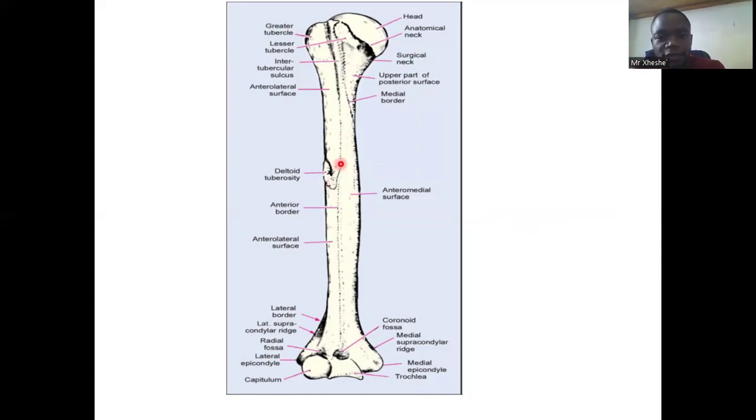So this bone has a proximal part. This is proximal. This bone has a distal part. This is distal. Then this is a shaft, or what you can call the diaphysis. So this is epiphysis. This is diaphysis. So now you're looking at the bone from the front.